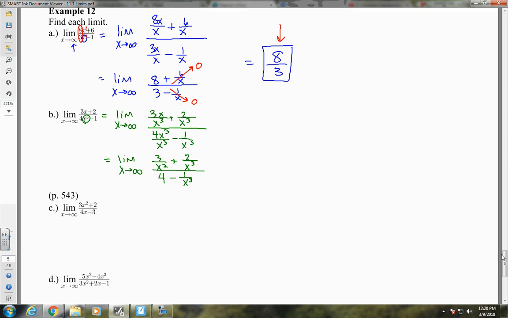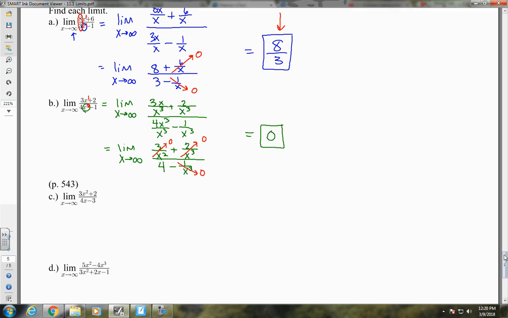X is approaching infinity. So in each case of those fractions, as the denominator increases without bounds, the fraction crashes down to 0. So this looks like the limit of 0 over 4, which gives us a limit of 0. To understand a shortcut for working this one, anytime the numerator has a degree that's less than the denominator, your limit will always be 0.